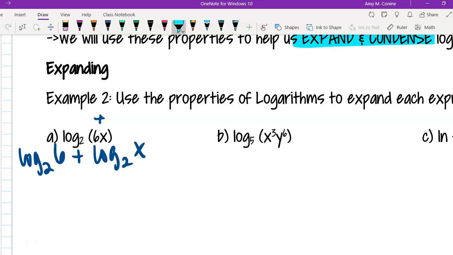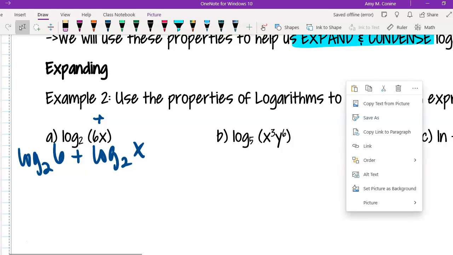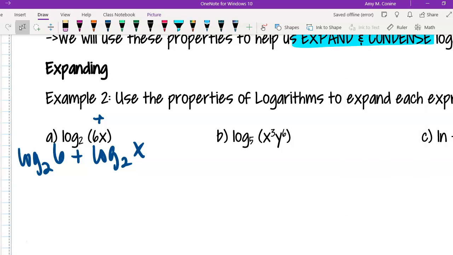And now if this first log can be broken down, then we need to break it down. Unfortunately, 6 does not break down to anything, so this is completely simplified. 2 to the first is 2, 2 to the second is 4, 2 to the third is 8. We can't get 6, so we can't change it out. So this is completely simplified the way it is. But you should always be asking yourself those questions.